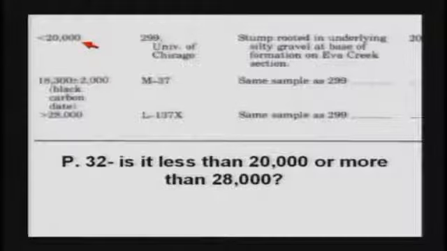Sample number 299 was less than 20,000 years old. That little caret means less than. Sample number L137X is greater than 28,000. We say, well, see, it's working good. This sample is less than 20,000. This other sample is greater than 28, until you find out it's the same sample as 299. How can a sample be less than 20 and greater than 28 at the same time? I taught algebra for a long time. I don't think you can do such a thing.